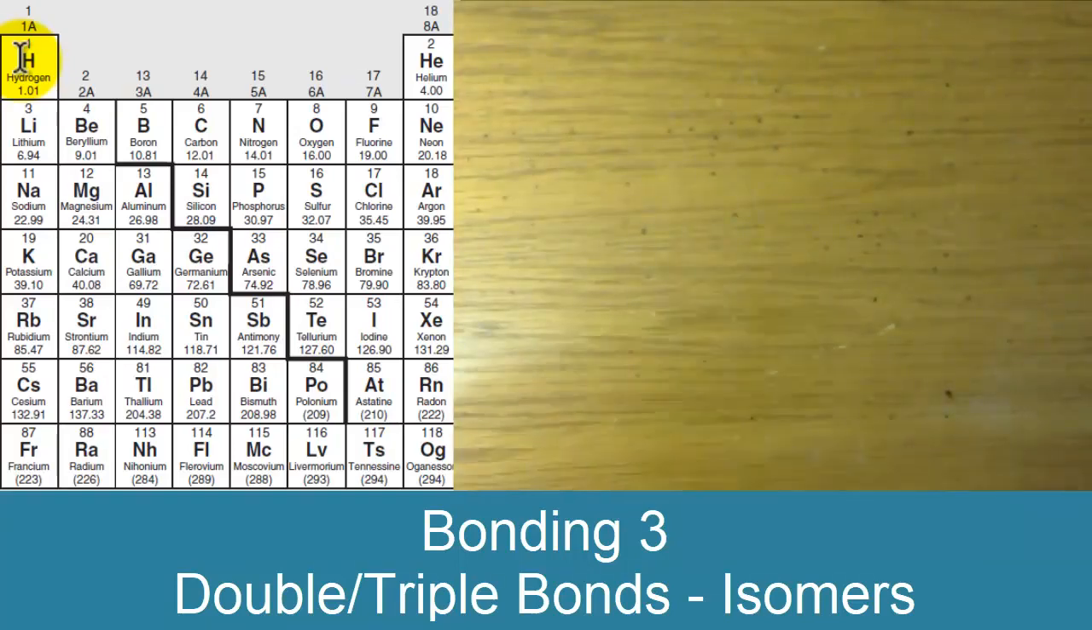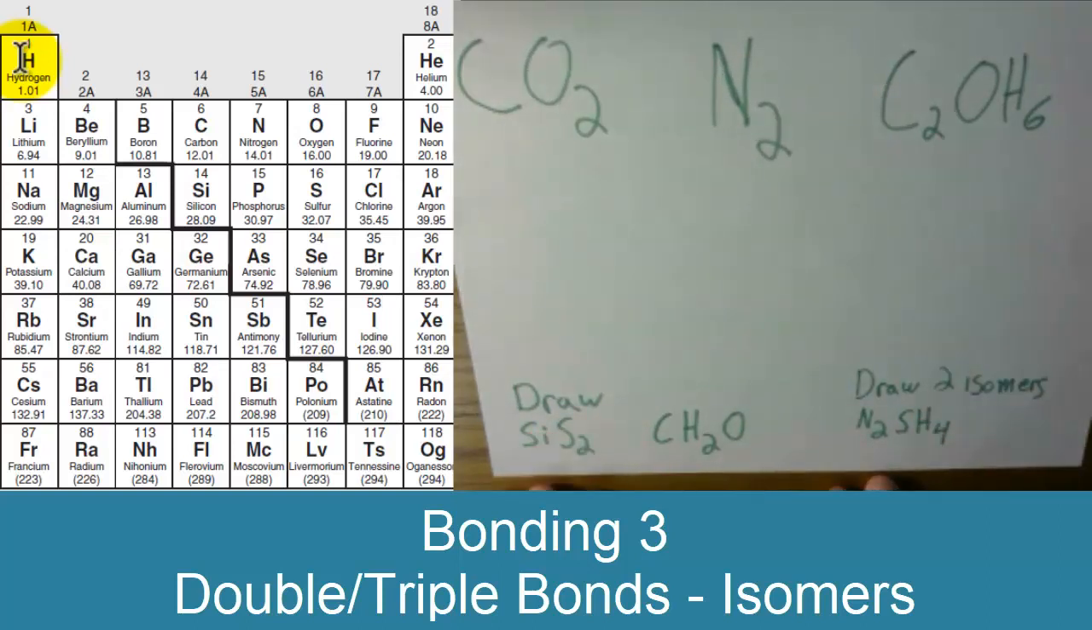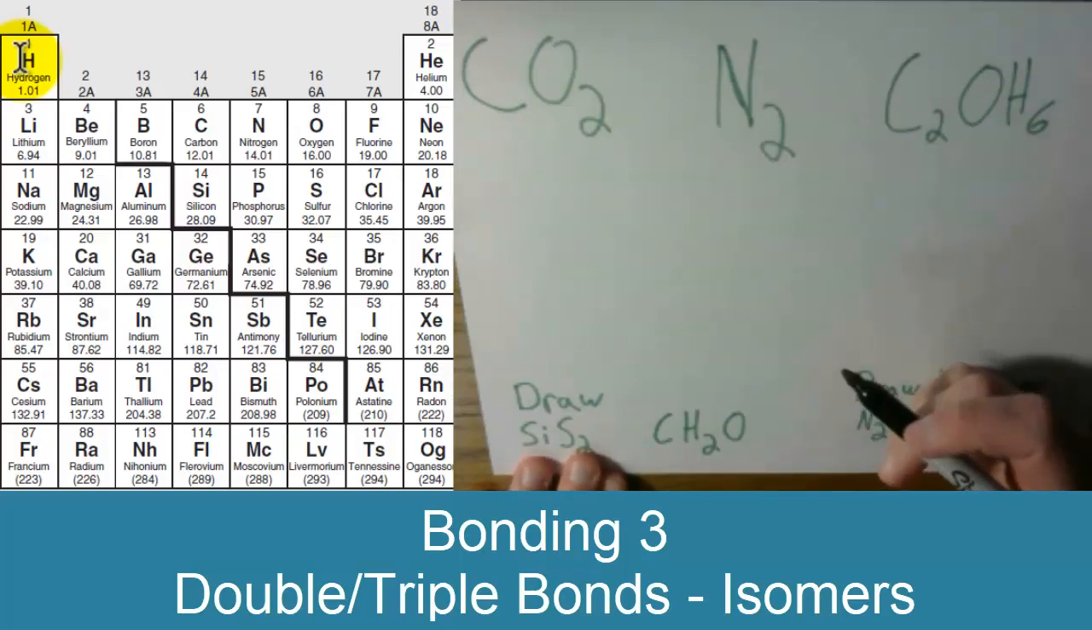All right, now for the new stuff for today. Got a couple of examples to do. So we're going to do CO2, N2, C2OH6. And then your assignment is going to be to draw SiS2, CH2O, and 2 isomers of N2SH4. That last one's going to sound really confusing until you see this example.